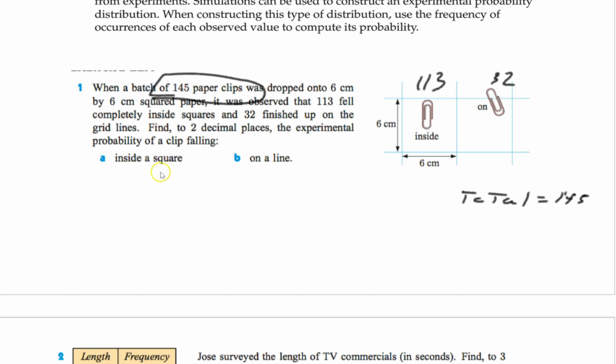Anyway, they want to know, based on this experiment, what's the probability of getting a paper clip that falls inside a square? Well, you can put 1 over total. I'm going to do 113 over 145. On the line, 32 over 145, right? That's a small number out of the total. Based on the experiment, there you go.